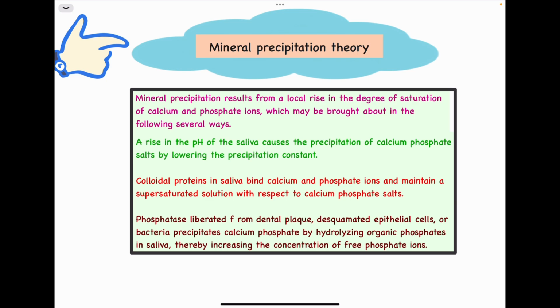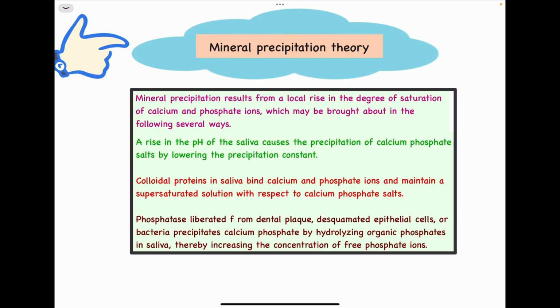First, a rise in the pH of the saliva causes the precipitation of calcium phosphate salts by lowering the precipitation constant. As we know, calcium phosphate salts are naturally present in our saliva, so a rise in the pH causes more precipitation of this mineral by lowering the precipitation constant. The second reason is that the colloidal proteins in the saliva bind calcium ions as well as phosphate ions and maintain a supersaturated solution with respect to the calcium phosphate salts.